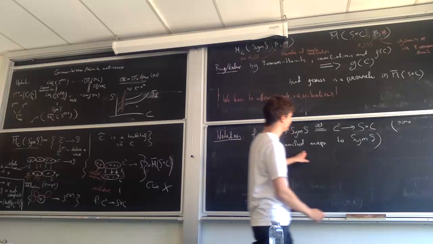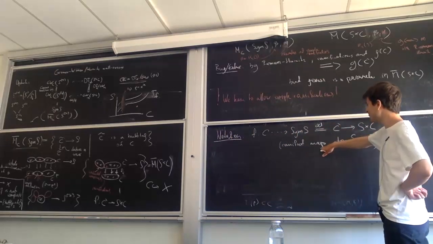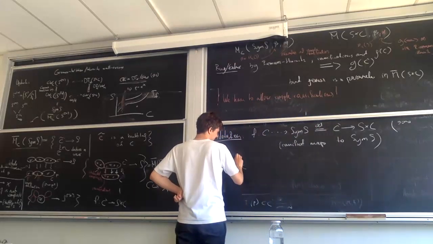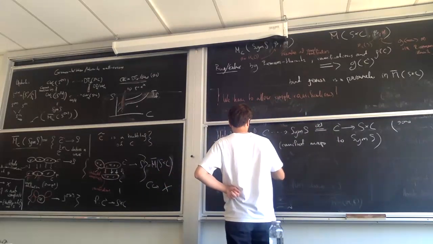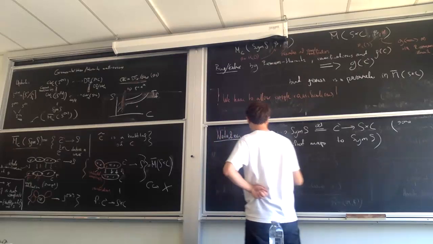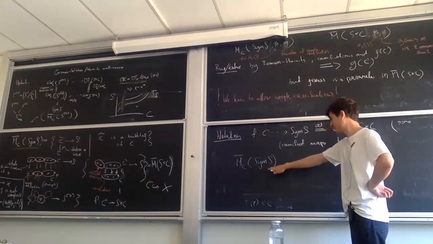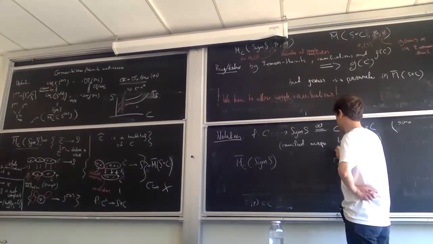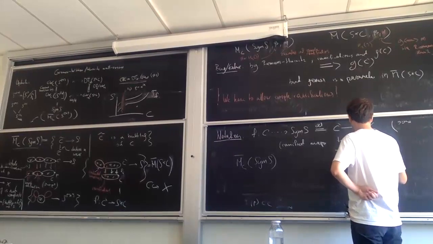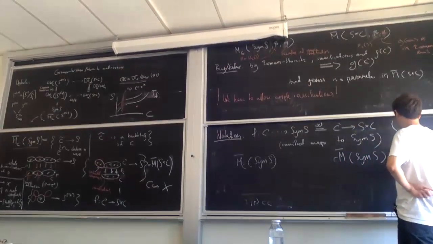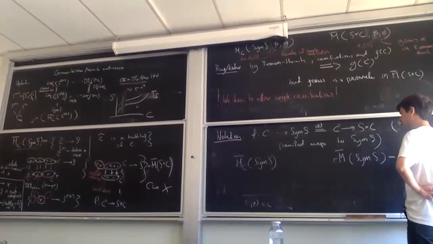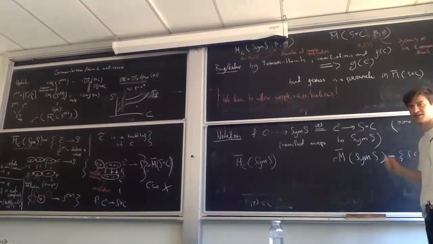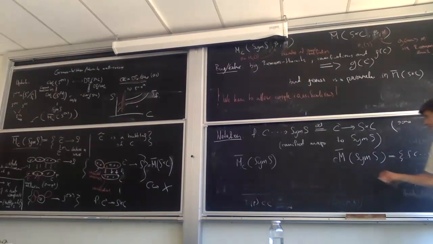So I'll call it ramified maps. Just to put everything in the same notation now, essentially what we'll consider is the wall crossing between the unramified theory of the symmetric product and the ramified theory of the symmetric product. So this is just ramified maps to the symmetric product. Okay.